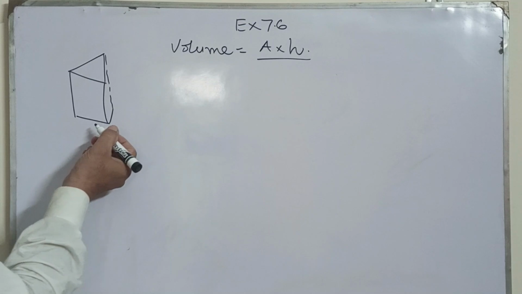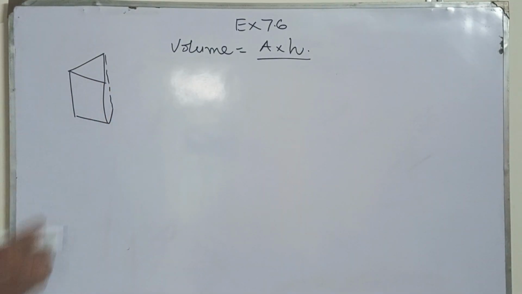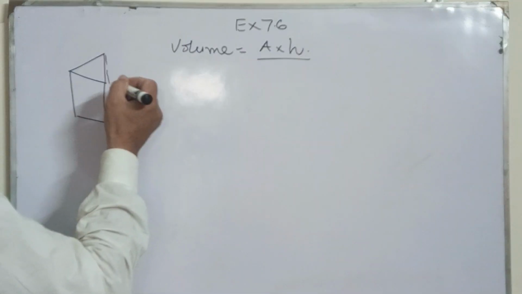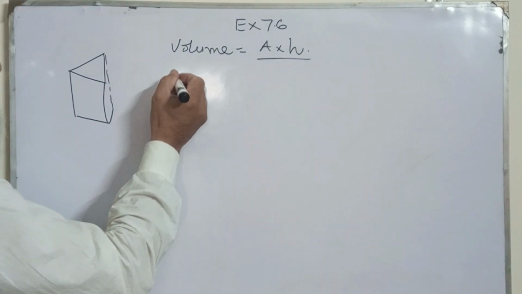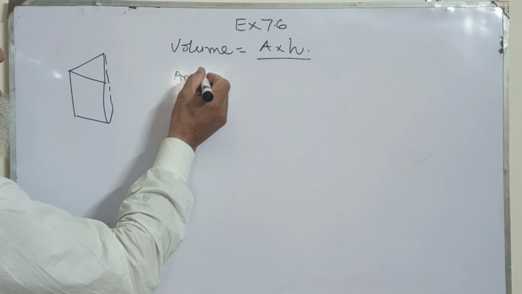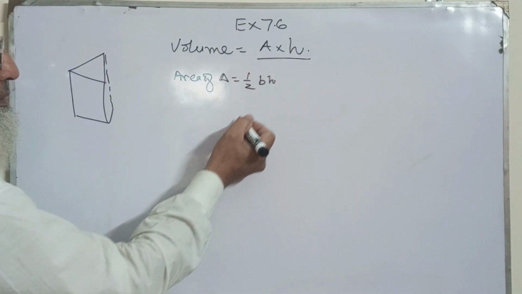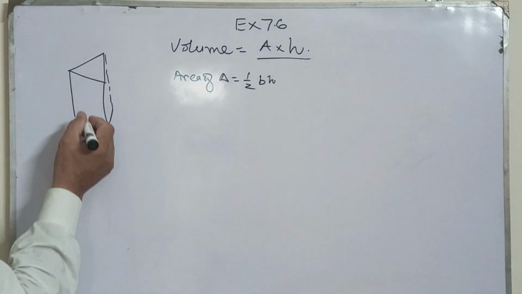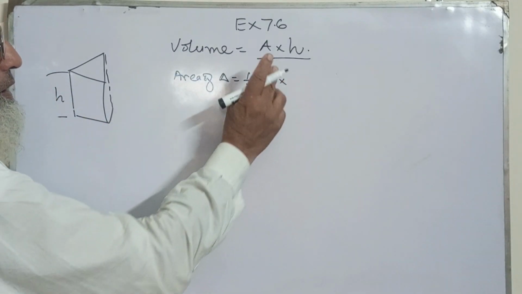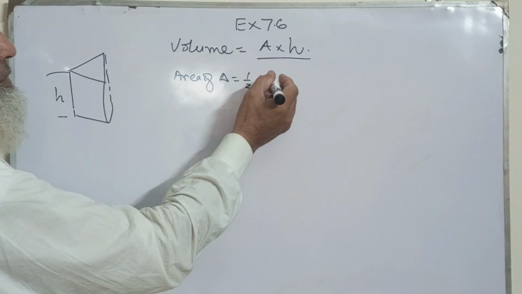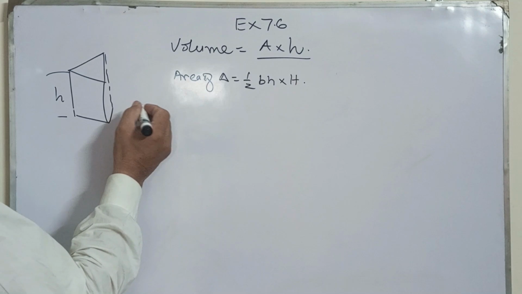In this prism, what is the area? Area is equal to the area of the base. The base is a triangle. Area of triangle is equal to half into base into height, and multiply by its height, which is this. I will call it h, and this is h.